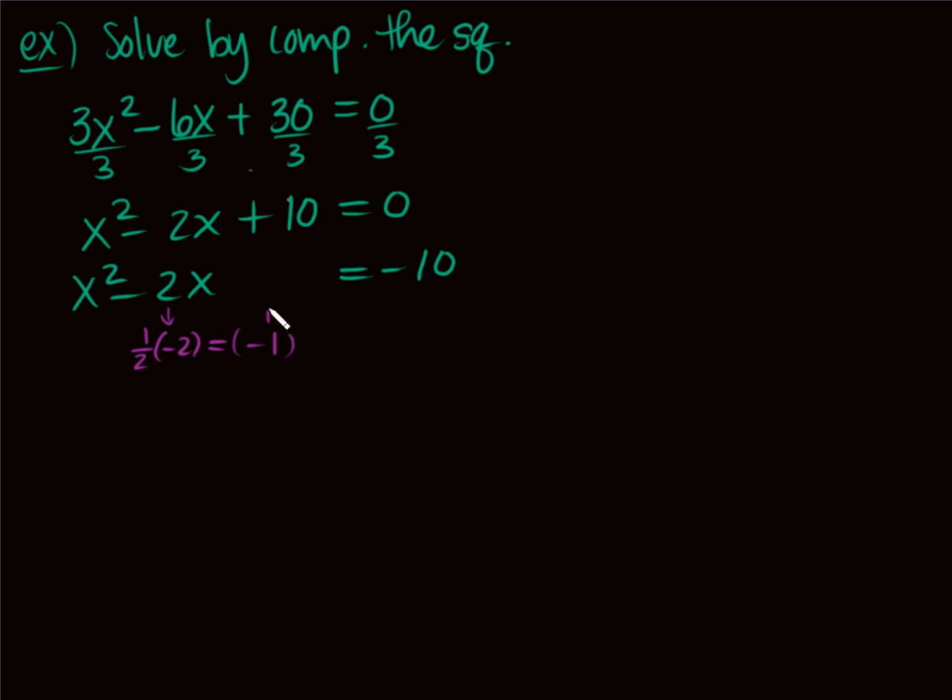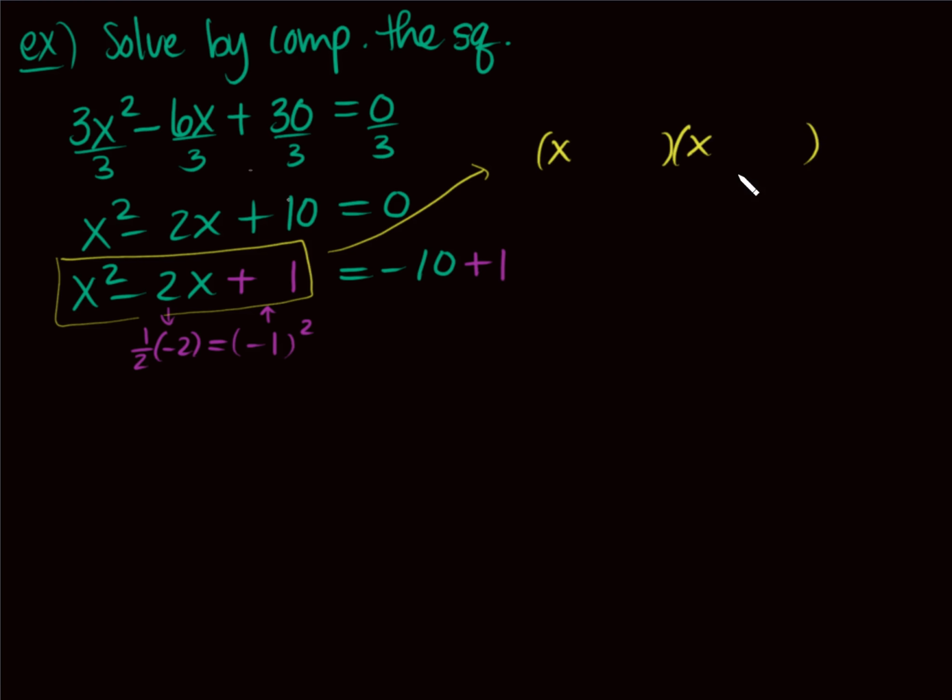And then what am I going to do to that negative 1? I'm going to square it. So what am I adding to both sides? I'm adding a 1 to both sides. Okay. Now that you've added that 1 to both sides, this right here is a perfect square trinomial, which means if I were to factor this, I would take x and x, I need two numbers that multiply to be 1. That's 1 and 1. Add to be negative 2. That's minus 1 and minus 1. Little hint here. This number right here is always going to correspond to this number.